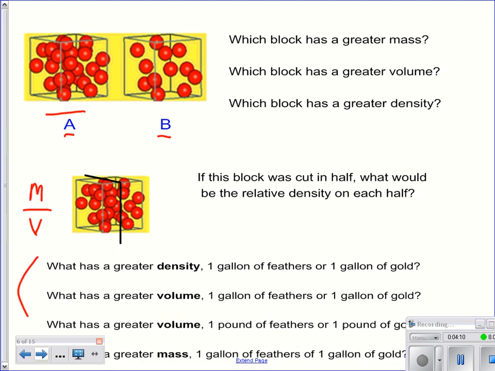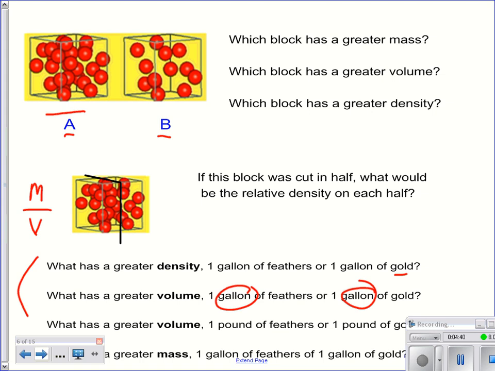Which one has a greater density, a gallon of feathers or a gallon of gold? Gold, right? A lot more mass per unit volume. What about a greater volume, a gallon of feathers or a gallon of gold? Same, a gallon is a gallon. Greater volume, a pound of feathers or a pound of gold? The feathers would, in order to get a pound of feathers, you would have to have a huge volume of them.